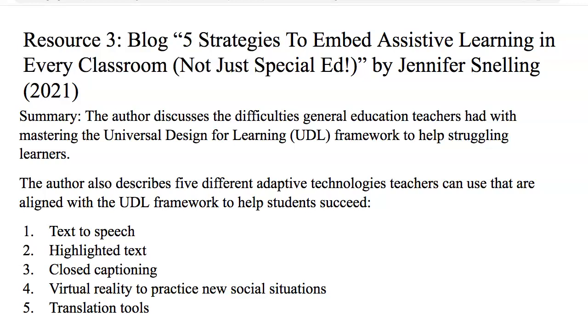less comfortable with reading. Number 2, digitally highlighted text can help students organize their thoughts when reading from a digital resource. Number 3, closed captioning can be used even when students are toggling between tabs on a computer. Number 4, coupled with social stories, students can use virtual reality to practice new social situations that may be difficult to replicate in the classroom. And number 5, translation tools can help provide communication in a student or family's home language.